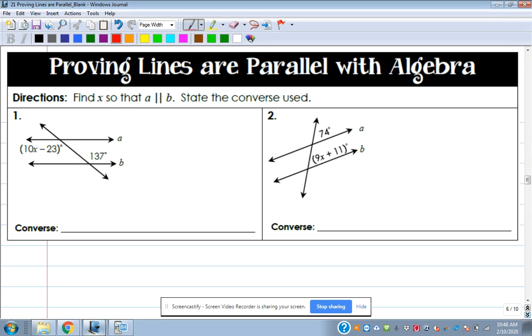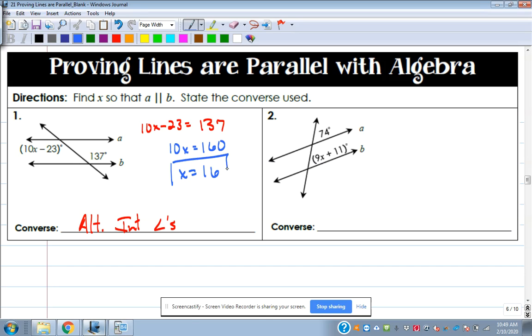Find x so that A is parallel to B and state the converse that you use to set that up. Okay, so what do we know about this angle here and the 137? Alternate interior. Since it already says converse there beside it, I'm just going to do that. Alternate interior angles are congruent to each other, so we set 10x minus 23 equals 137 and solve that equation. So 10x equals 160, x is 16.